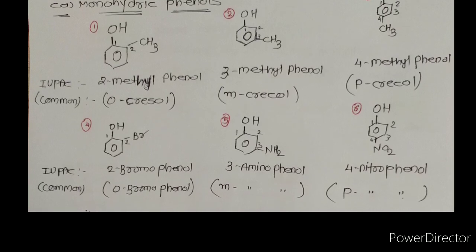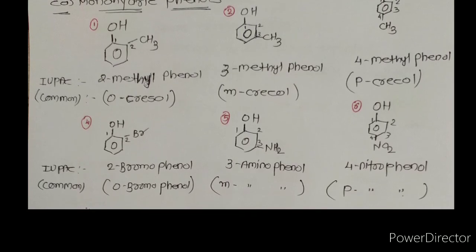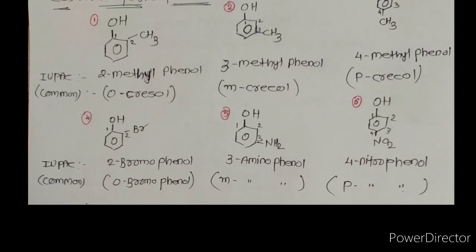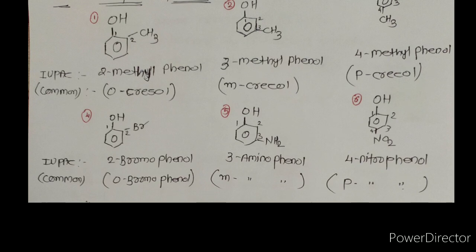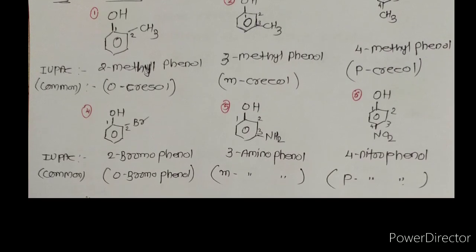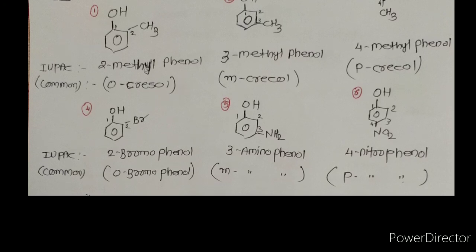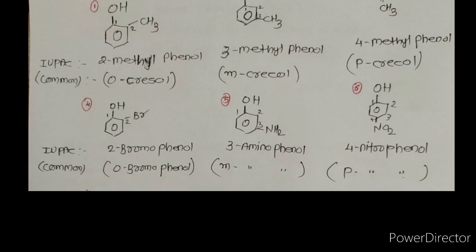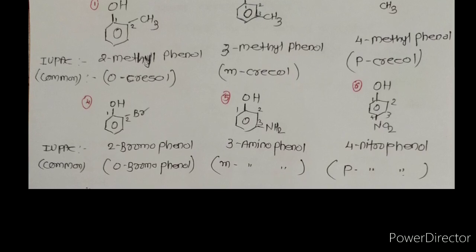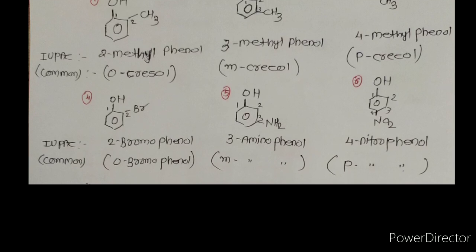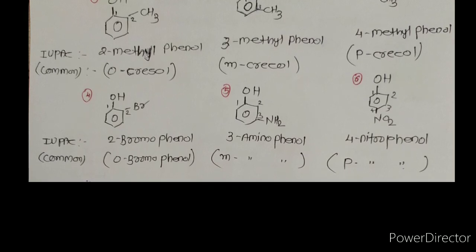Fifth compound: a benzene ring which contains an OH group in the first position and an NH2 group at the third position. Hence its IUPAC name is 3-amino, since the NH2 group possesses the name amino, 3-aminophenol, and its common name is meta-aminophenol. Here the NH2 group is present on the meta position, so its common name is m-aminophenol.